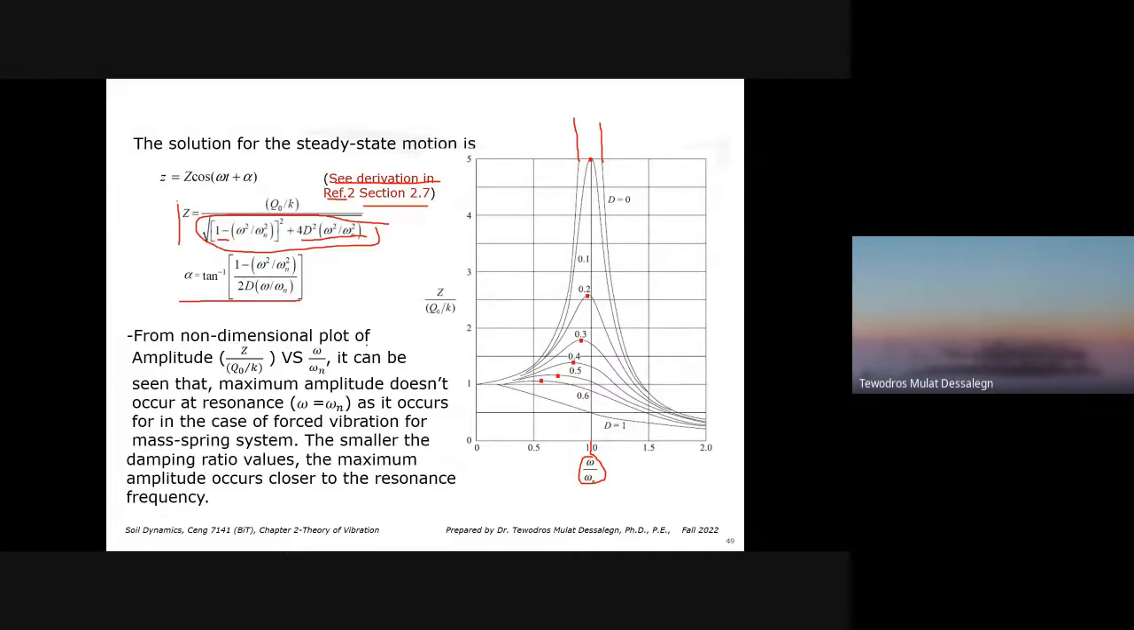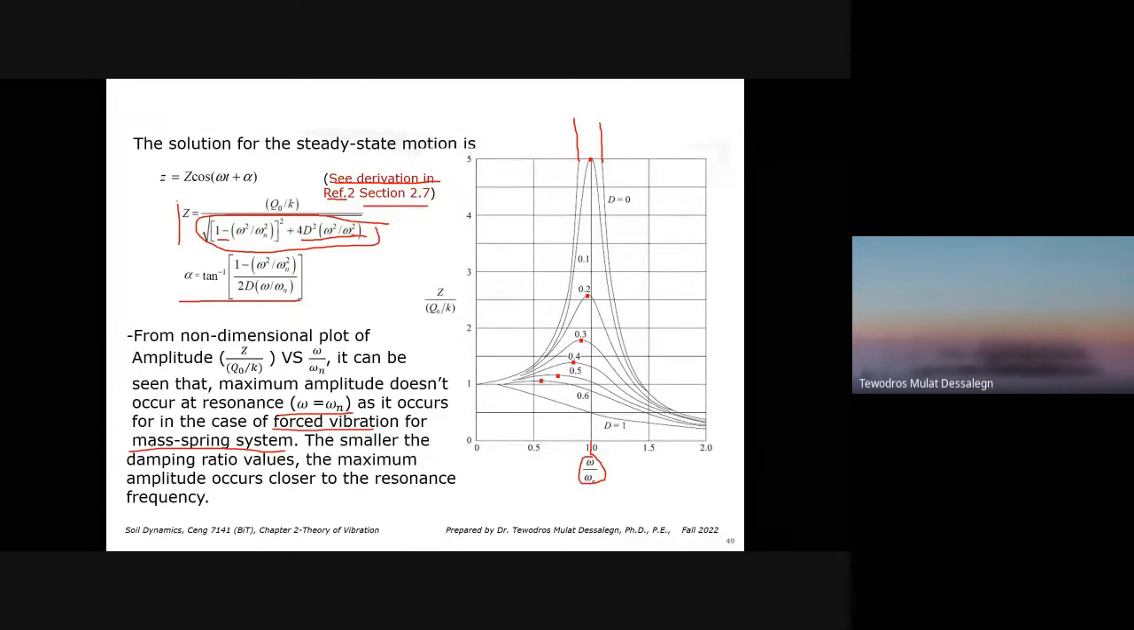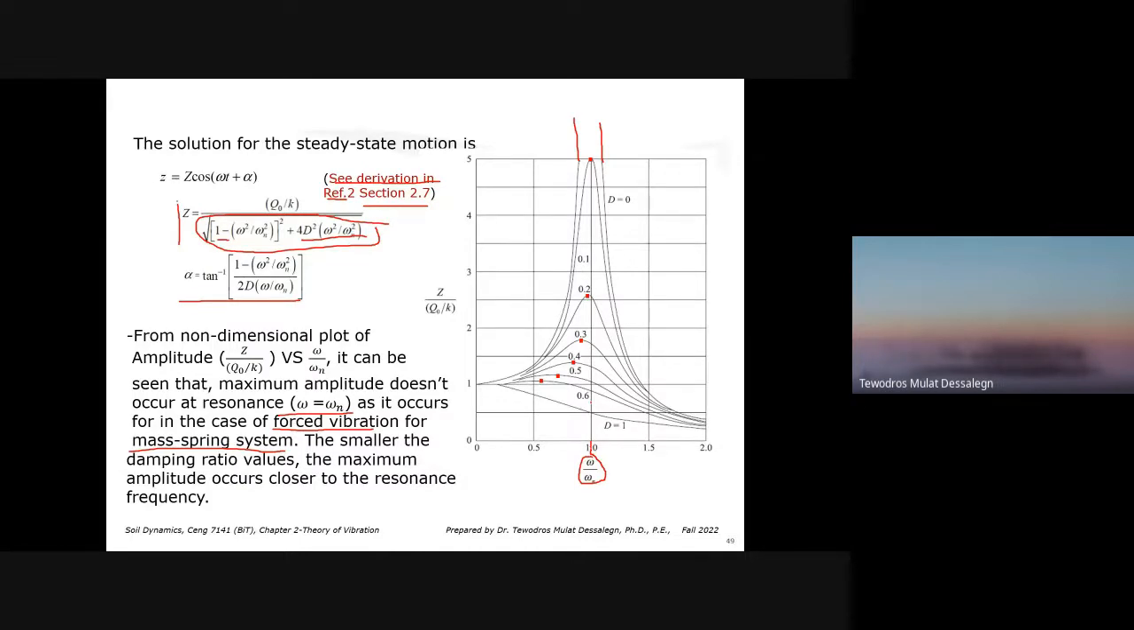So from the non-dimensional plot of amplitude, it can be seen that the maximum amplitude doesn't occur at resonance, W equals Wn, as it does in the case of forced vibration for a mass spring system. If there is no damping, if it's only a mass spring system, we have seen the peak is equal to 1.0. But when you have damping, the peak values are away from W equals Wn. The smaller the damping ratio, the closer the maximum amplitude occurs to the resonance frequency. Which means when damping is smaller, it gets close to a frequency ratio of 1, where the peak is occurring.